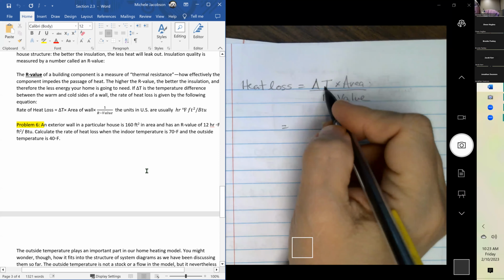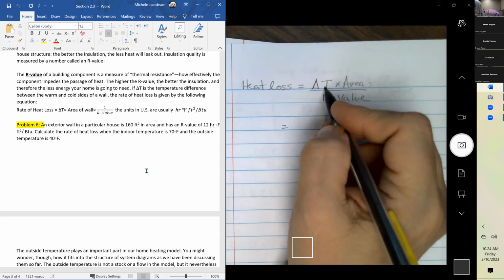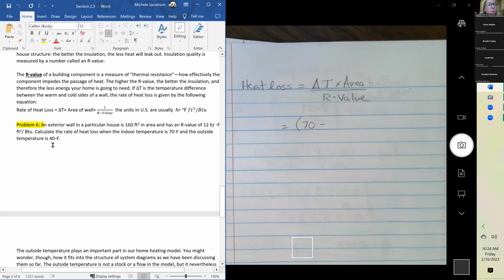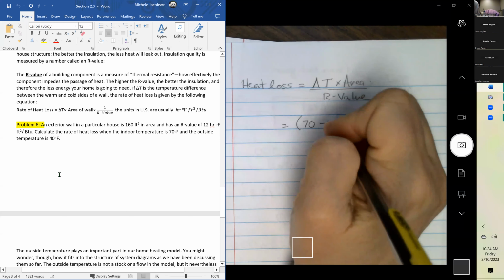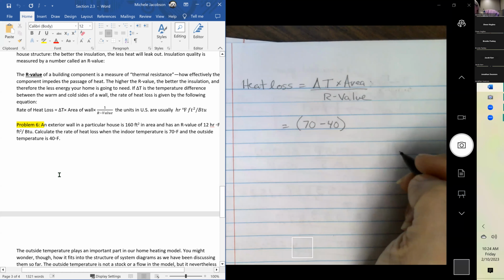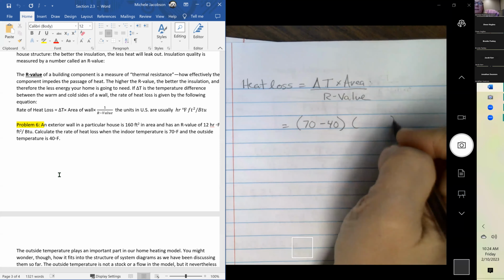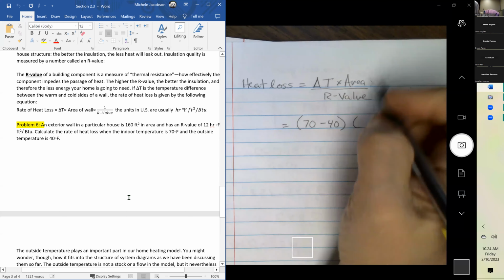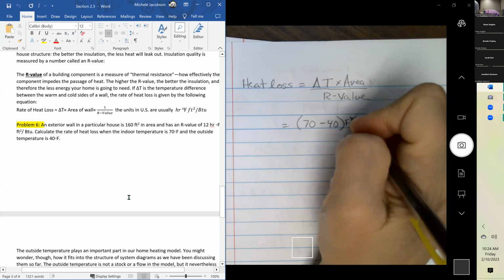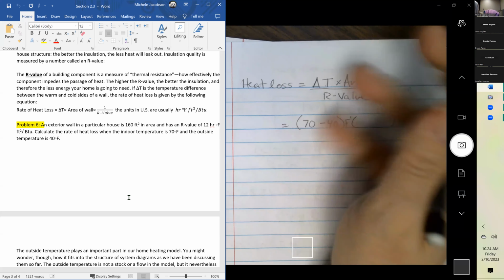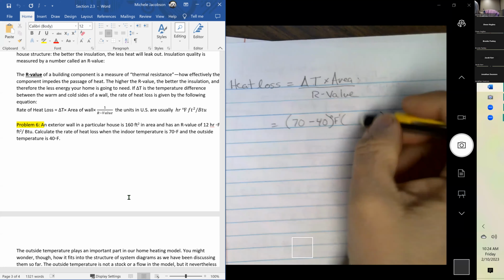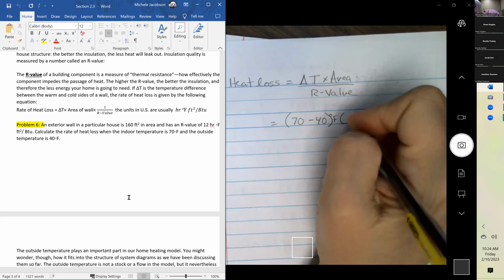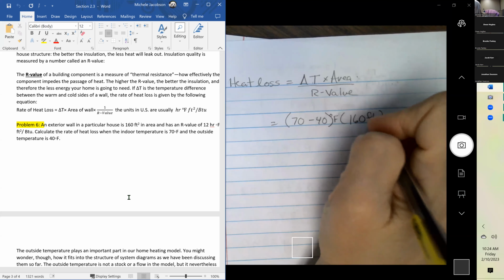Delta T is the difference in your temperatures. You just subtract them. So what did they say it was? 70 was inside and 40 was outside. So it's 70 minus 40. The area was 160. Now, if you want the units, we could put them. This was degrees Fahrenheit. This one's 160 feet squared.